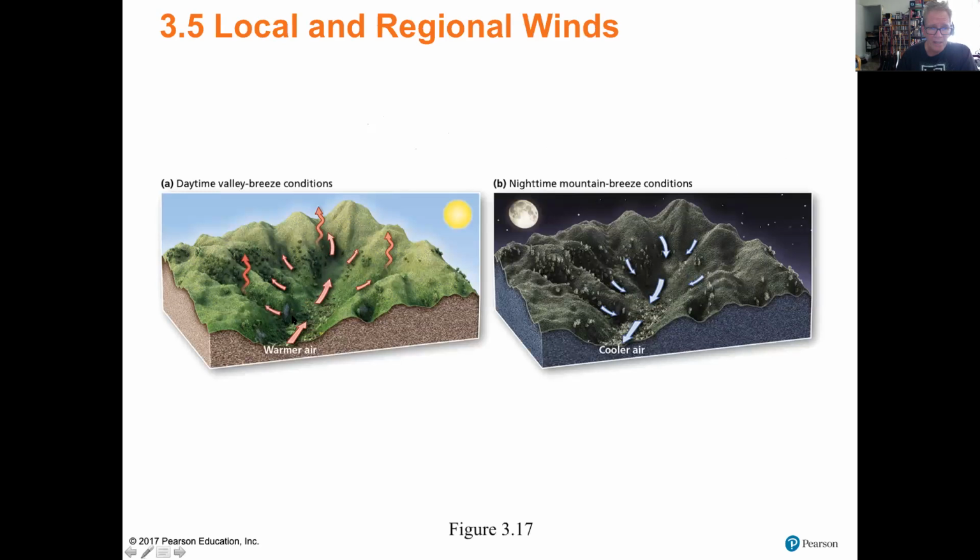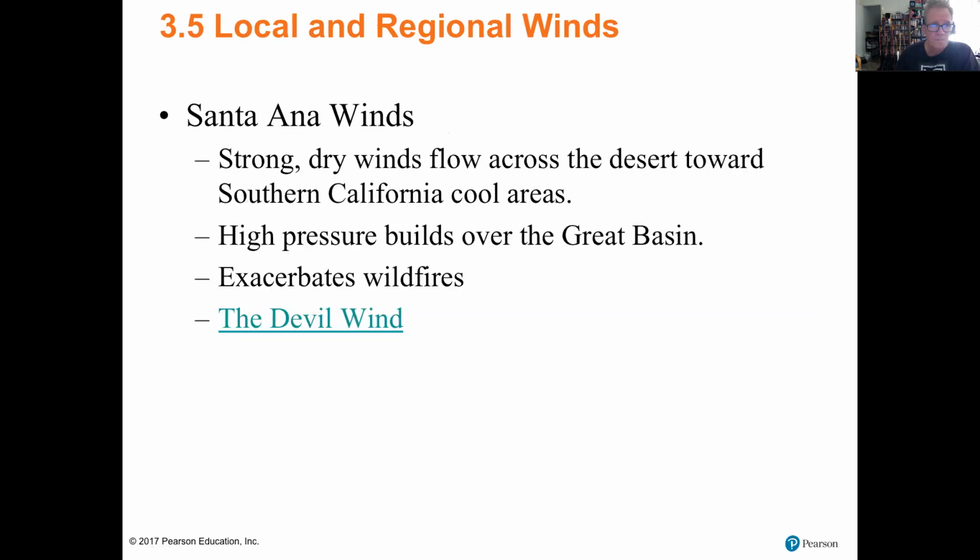So during the day, it warms up, air rises up, and it takes the path of least resistance, which is generally the valleys. So it's going to move through these valleys. Then at night, same principle. The air cools down, it's heavier, denser, follows the path of least resistance, which are these valleys, and you get these valley breezes moving downward at night, downslope at night.